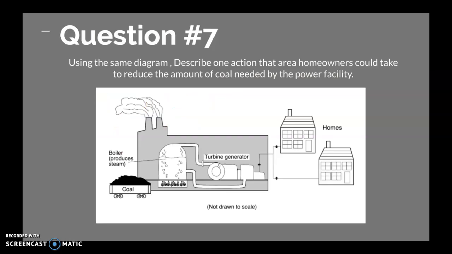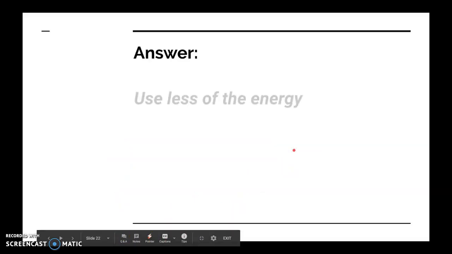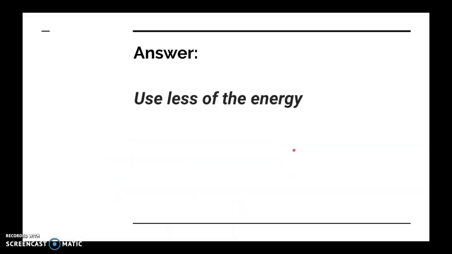All right? Next up, another one. I love this diagram. Using the same diagram, describe one action that area homeowners could take to reduce the amount of coal needed to power the facility. So, what can homeowners do to stop using coal to power their homes? Think about that. What am I thinking about? Use less of the energy.